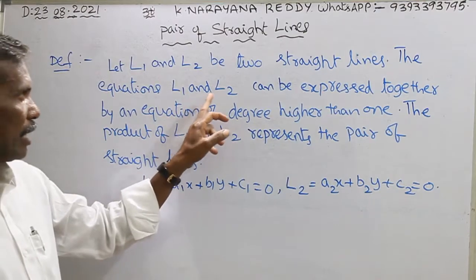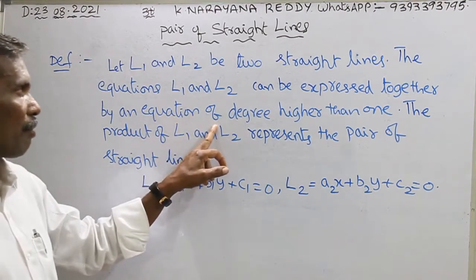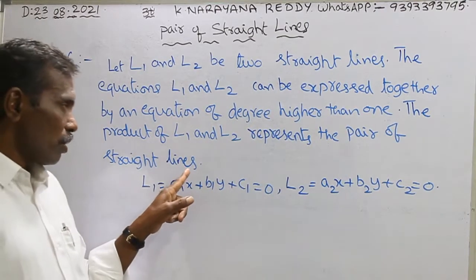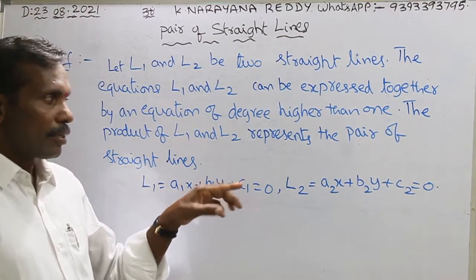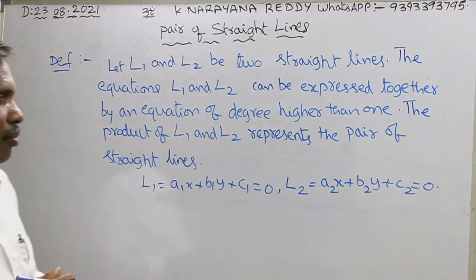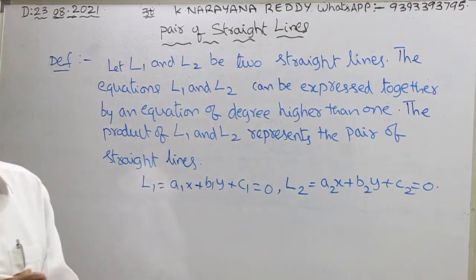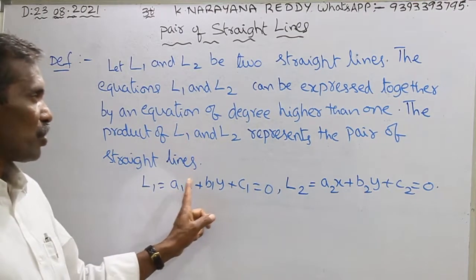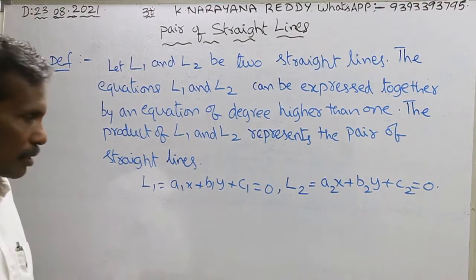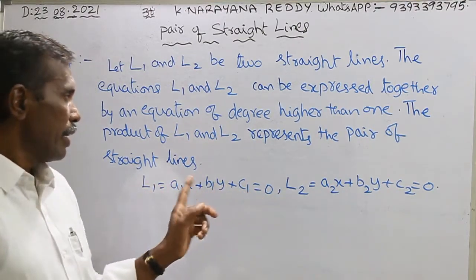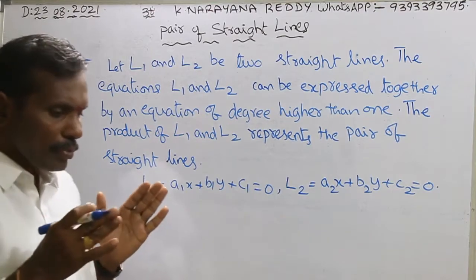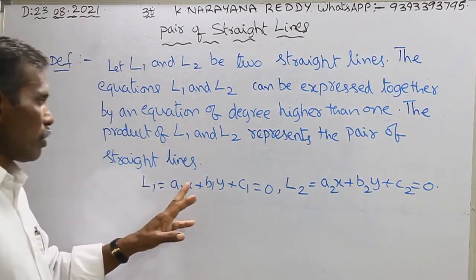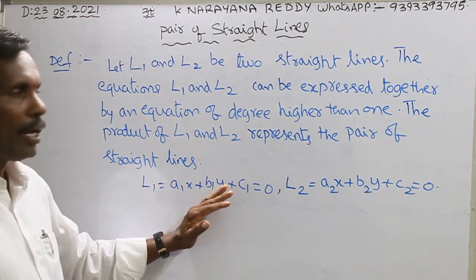The equations L1 and L2 can be expressed together by an equation of degree higher than 1. Means what? Here degree is 1. But whenever we are combining these two straight lines, at that time you get a second degree equation. Why? Because x into x is x square, y into y is y square, and the remaining are all xy. So the highest exponent is called degree. You know that. So this second degree equation is the combination of L1 and L2.